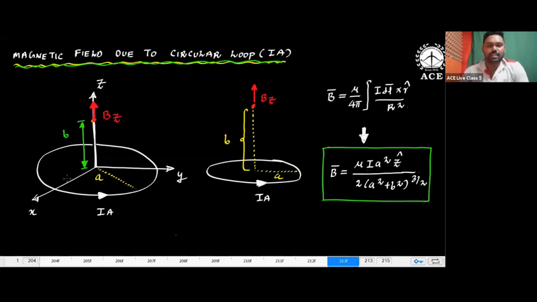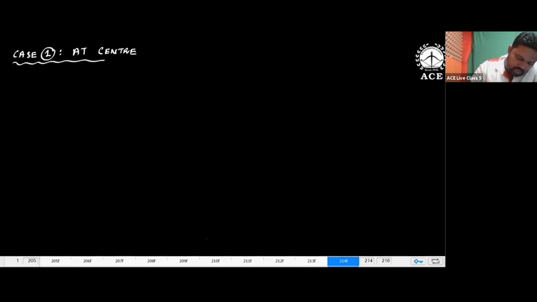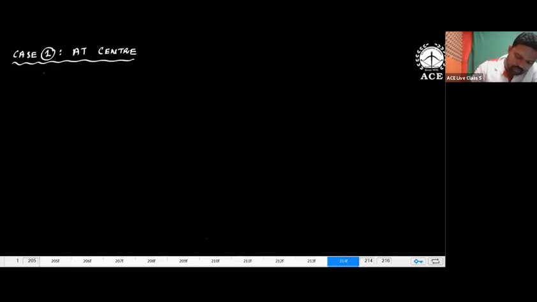Okay. Let me turn the page here. So case number 1. Let us try to get the two cases from there. Case number 1, at center. I want to find out the magnetic field at the center. That means what should I do? I should make B equal to 0. Clear? Yes. So I should make B equal to 0 here.